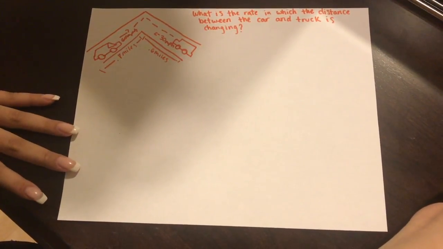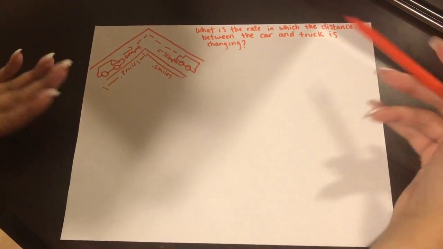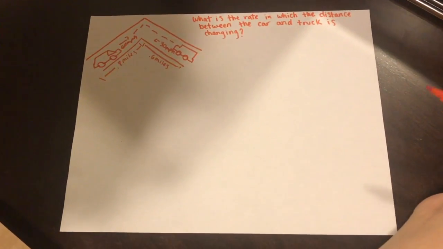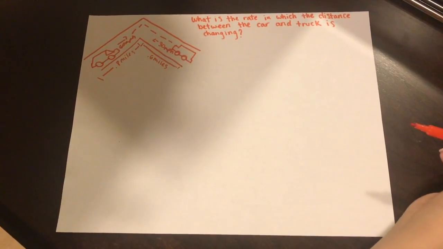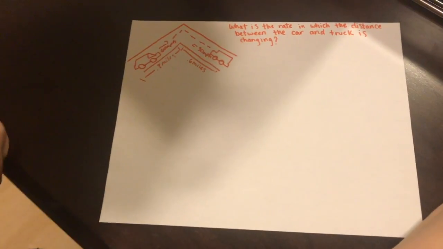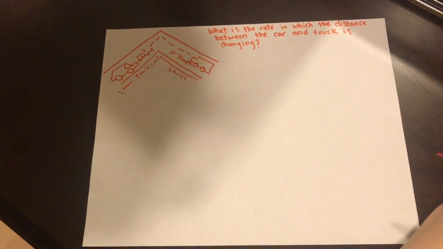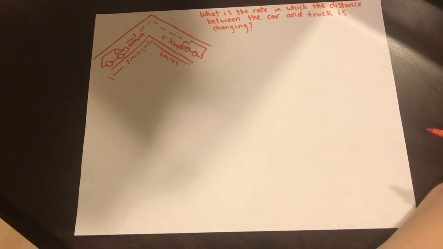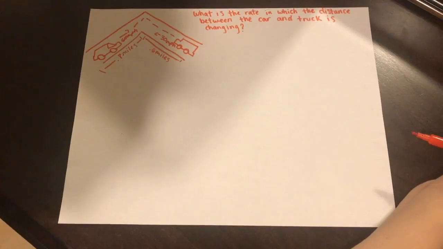So for the third problem, a car and a truck are driving towards each other towards an intersection. The car is traveling at a rate of 60 miles per hour and the truck is driving at a rate of 30 miles per hour. The car is 0.8 miles away from the intersection and the truck is 0.6 miles away from the intersection. What is the rate in which the distance between the car and the truck is changing?